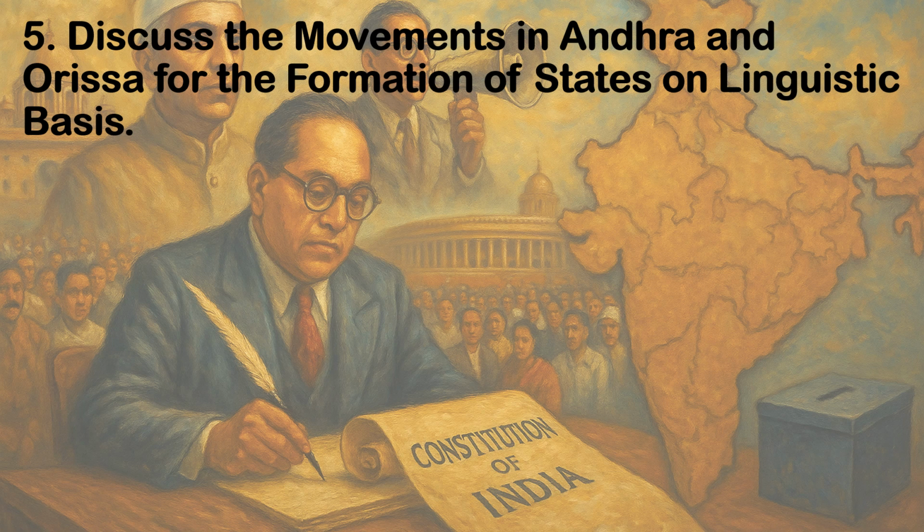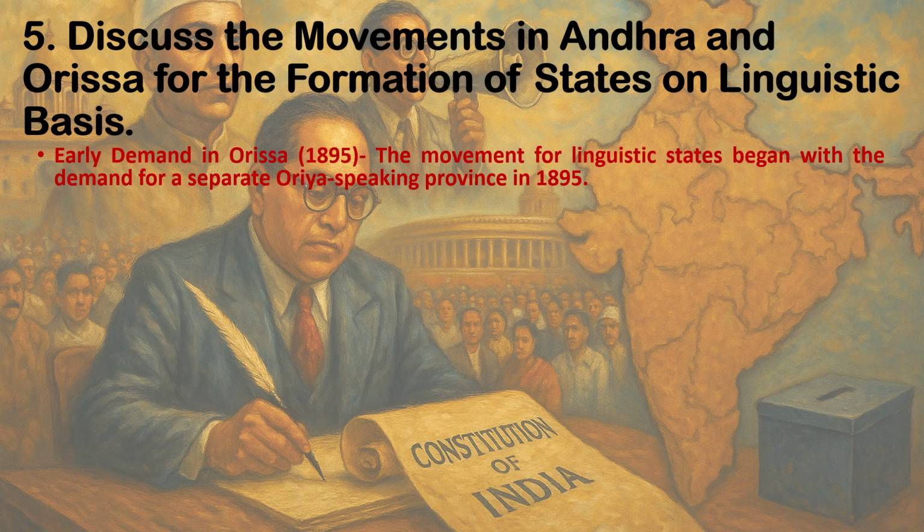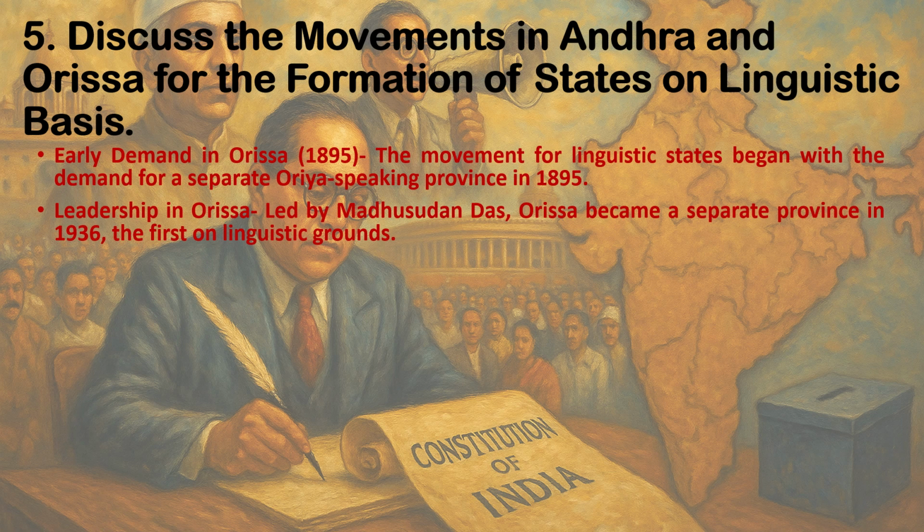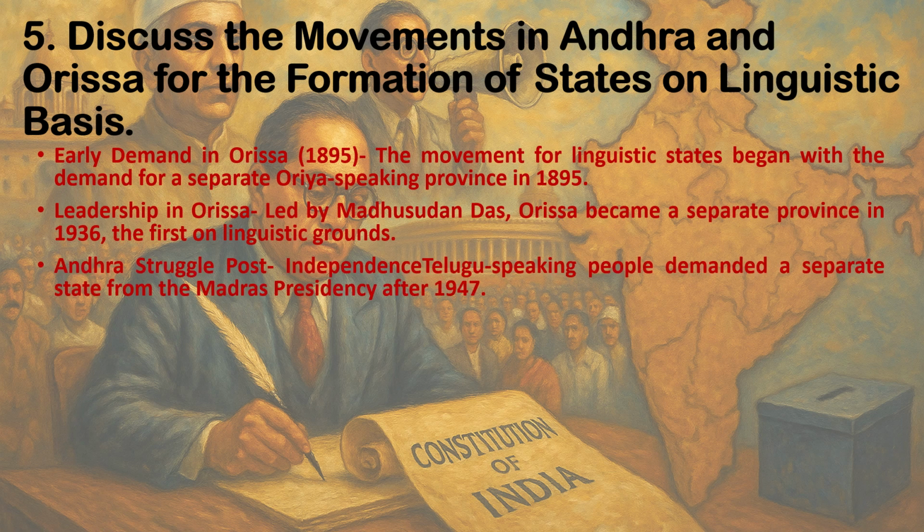Discuss the movements in Andhra Pradesh and Orissa for the formation of states on a linguistic basis. The movement for linguistic states began with the demand for a separate Oriya-speaking province in 1895. Led by Madhusudan Das, Orissa became a separate province in 1936, the first on linguistic grounds. After independence, Telugu-speaking people demanded a separate state from the Madras Presidency after 1947.